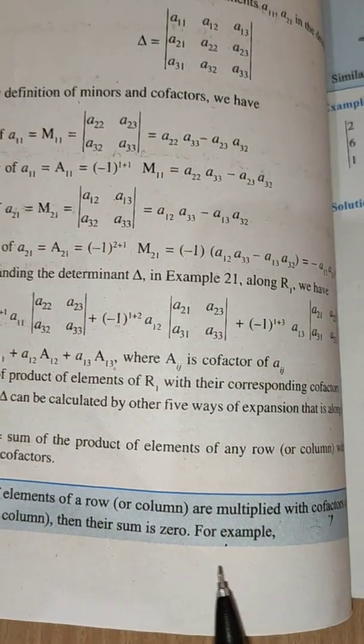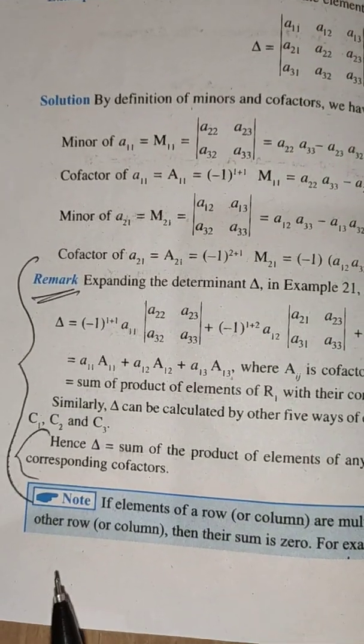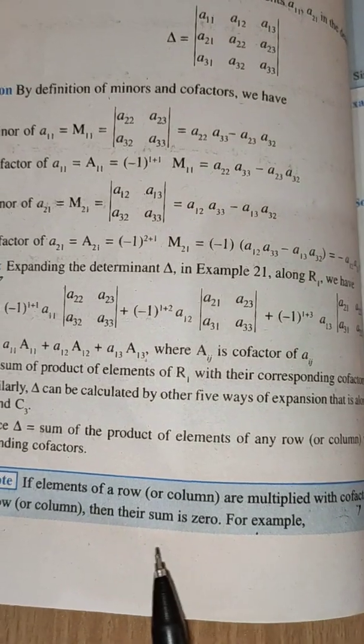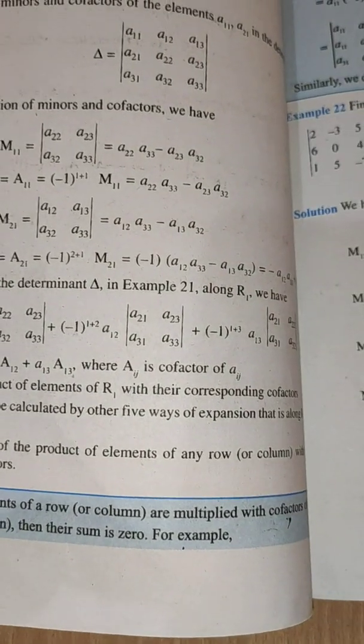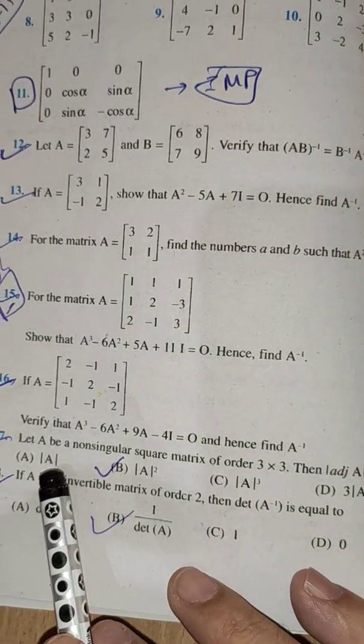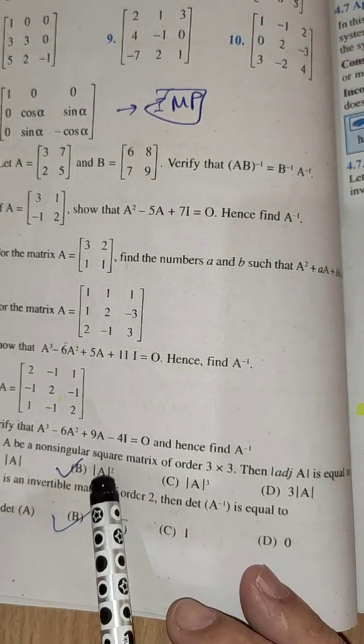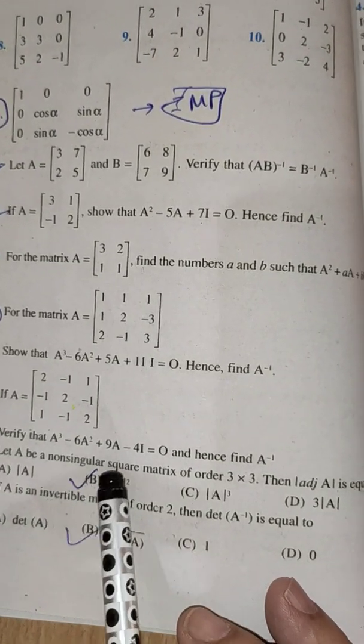If elements of a row or column are multiplied with the cofactors of another row or column, then their sum is 0. Next question, question number 17. A is a non-singular matrix, meaning the determinant value is not equal to 0.